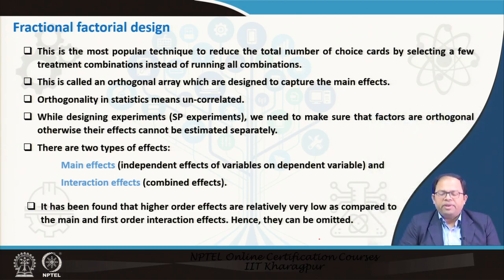Now, what is a main effect? Main effect basically means that whenever there are variables and there is a dependent variable, each variable has an effect on the dependent variable. The independent effects of variables on the dependent variable are called the main effects, whereas when many variables together affect the final choice of a dependent variable, it's called an interaction effect.